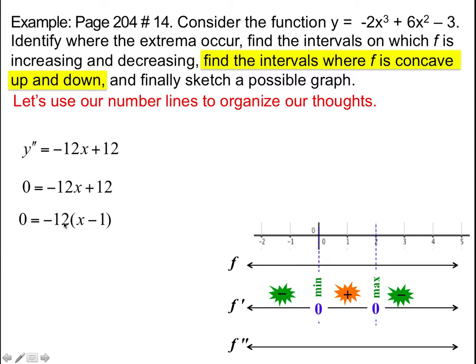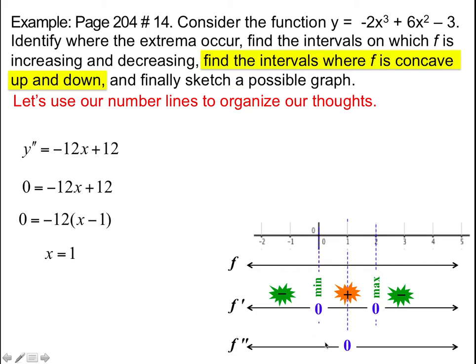In this case, I factored out a negative 12, so I'm left with x minus 1 in the brackets. So the only way this can be 0 is for x to be equal to 1. And so when x is equal to 1, I have a point of inflection here. So let's go ahead and get that on my second derivative number line. That's my 0, that's my point of inflection. So the question is, where's my smile, where's my frown?